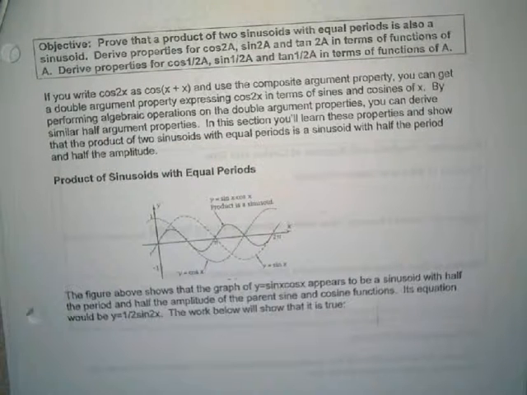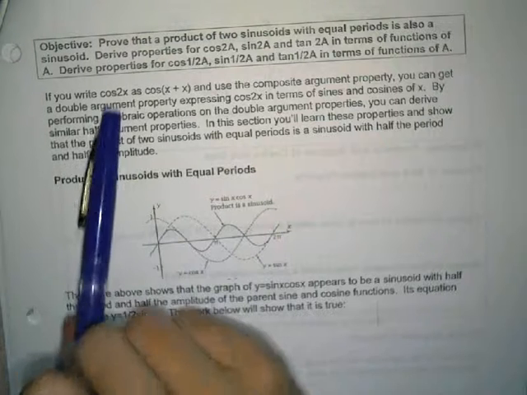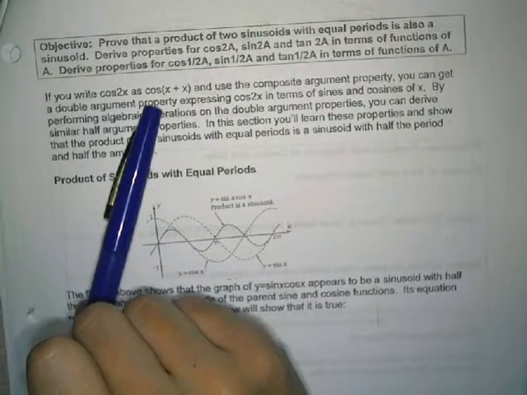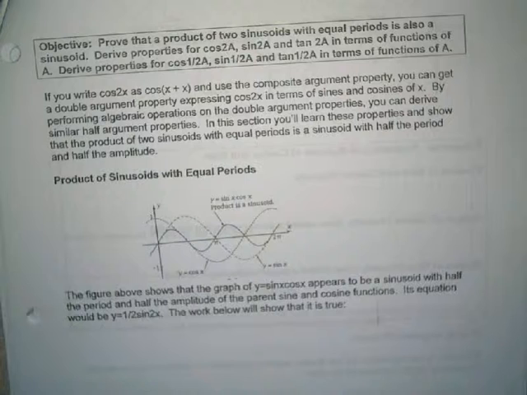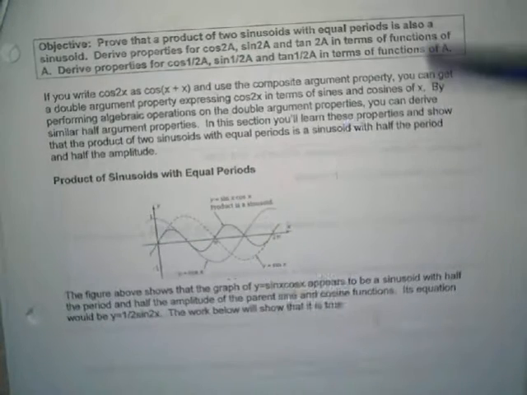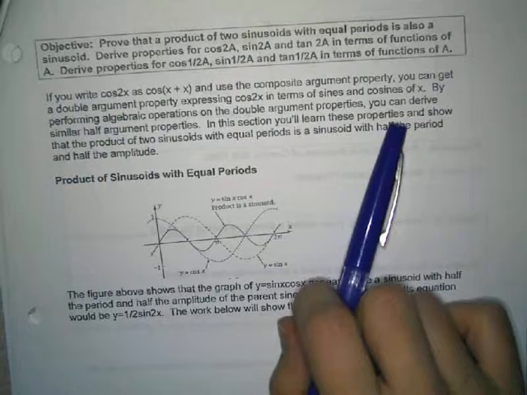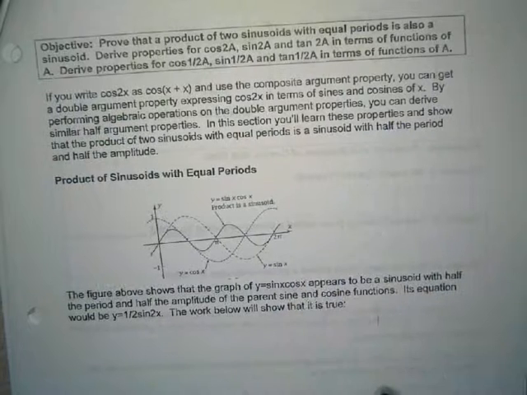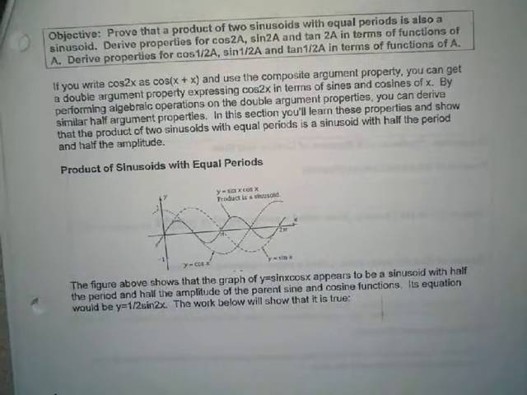Pieces that you've been working on. The composite argument property, which, if you've been paying attention, every other property that we've done since then has been built on. The composite argument property is basically the foundational property, and all the other ones are manipulations of that. So like cosine 2x, you could write that as a composite argument by writing it as cosine of x plus x, and then use the composite argument property to write it in terms of sines and cosines. You did that on the sheet. And then by performing algebraic operations on the double argument properties, we can derive similar half argument properties.